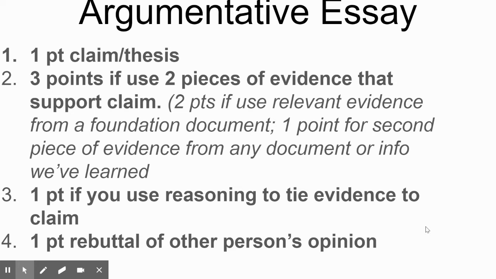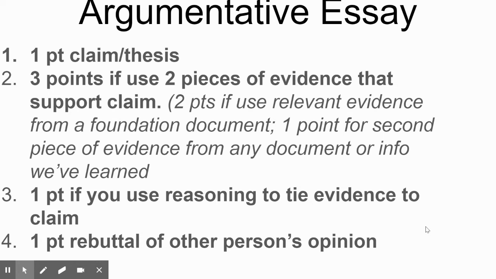Number 3, in the future we'll work on this. You'll get a point for using reasoning to tie your evidence to your claim. So make sure that after you've talked about your evidence, you then tie it directly back to your argument. And then number 4 is a rebuttal point, and that is where you state what someone else might believe about this topic, the other side, and then you accurately say why it is still wrong. So that's how the argumentative essay works.